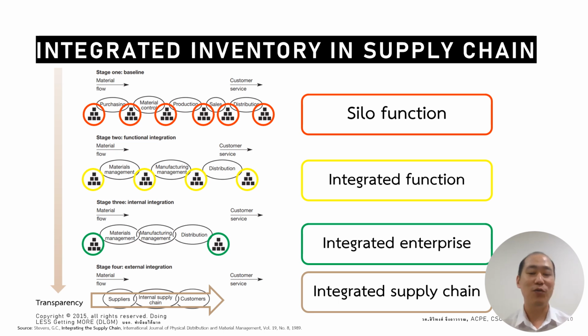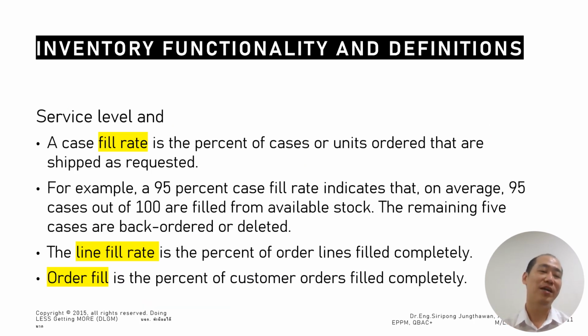When you play the beer game, you can see 4 members. First of all, manufacturer. The second one, distributor, wholesaler, and the last, retailer. And then you link them together, so it will be called integrated supply chain. And that's why we need to understand inventory function and definition.